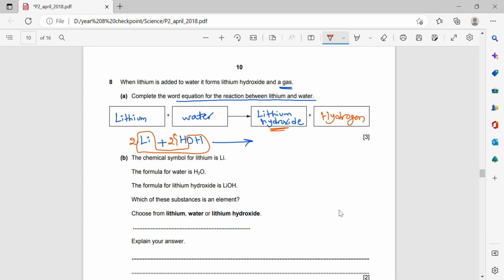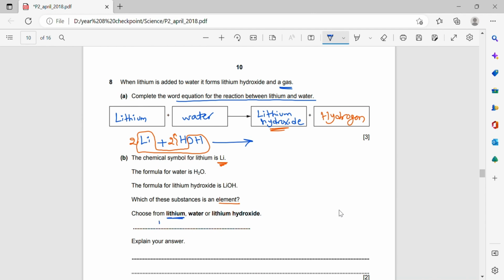The chemical symbol for lithium is Li. The formula for water is H2O. The formula for lithium hydroxide is LiOH. Which of these substances is an element? Lithium or water or lithium hydroxide? The only element here is lithium. Why is lithium the only element here? Because it's made up of only one type of atom.